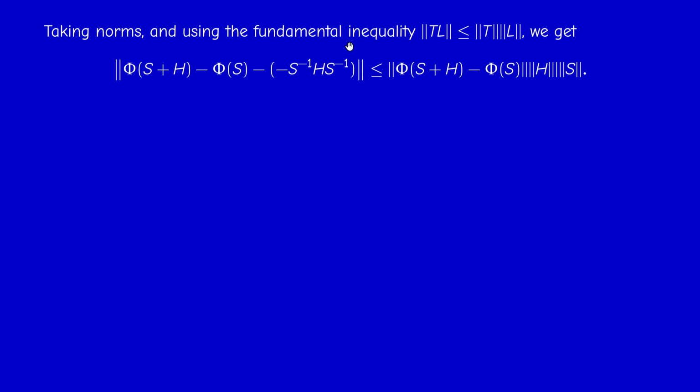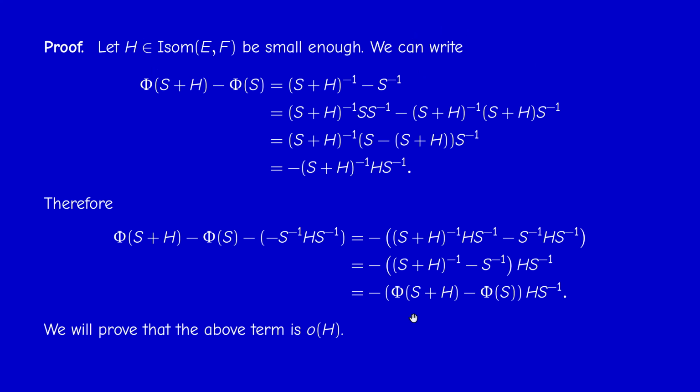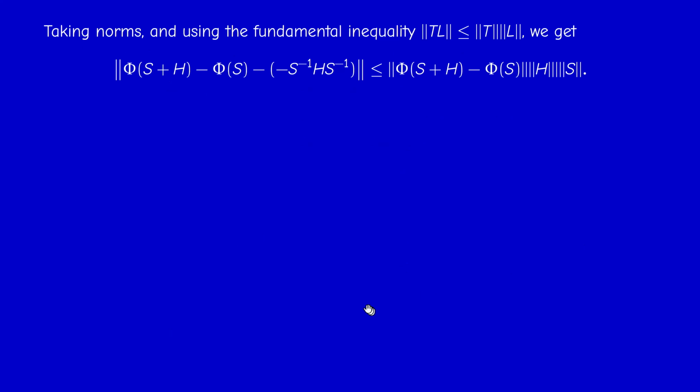So when I take the norm, this is the composition of three maps, s minus 1, h, and this difference. So the norm of the minus doesn't change anything. So the norm of this difference is less than the norm of phi s plus h minus phi of s times the norm of h times the norm of s.